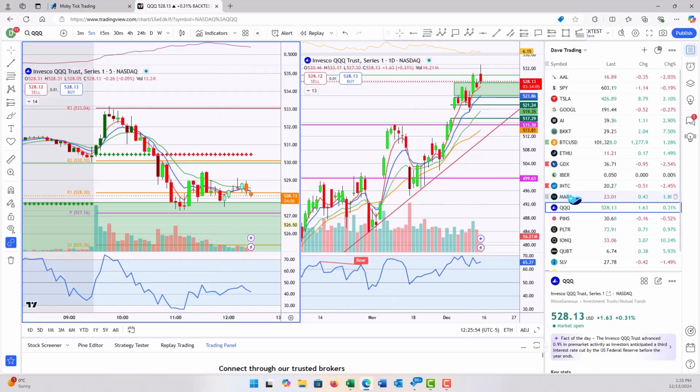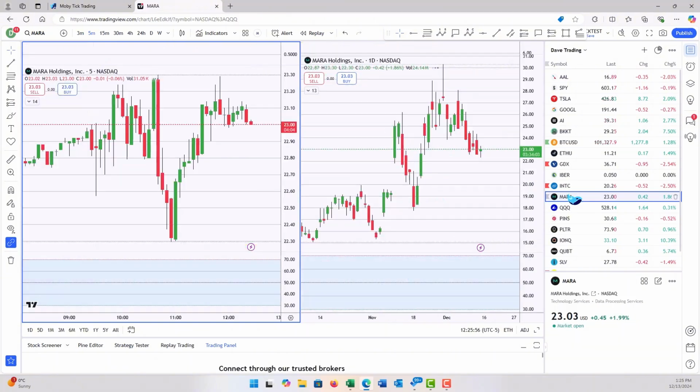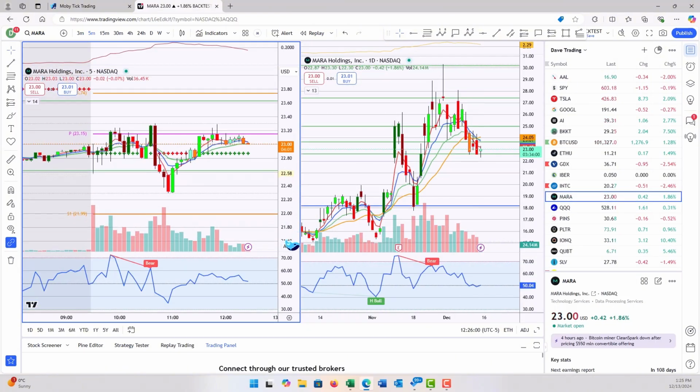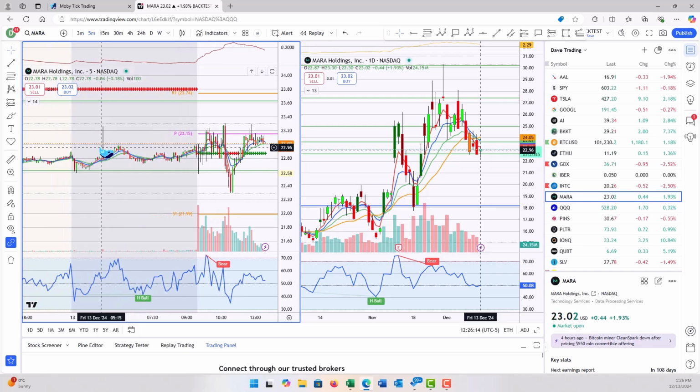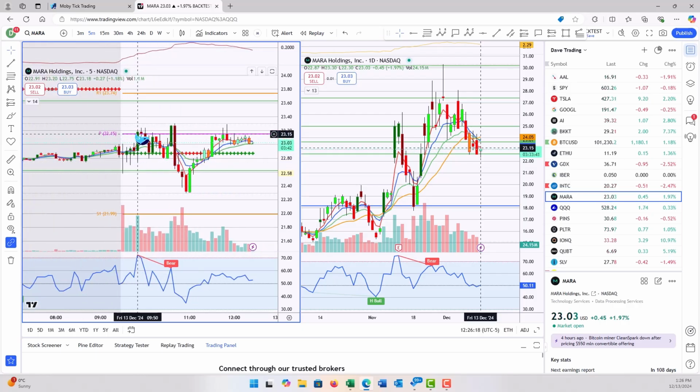The next one we were looking at was MARA. That one was a little bit difficult. In the morning, we were bullish above 23.20 with a target of 23.54. And this popped up and tested it. That was the first test there. We never tested it. Well, pre-market, what time was that? 5:20 in the morning, we tested it. We came up. That wasn't really an entry. We technically got stopped out.